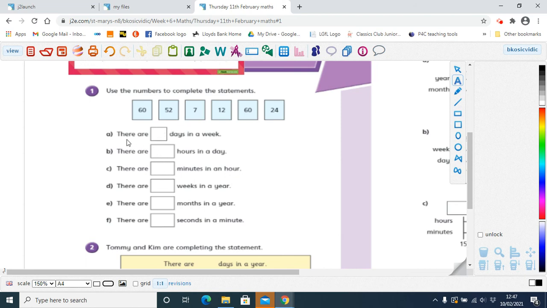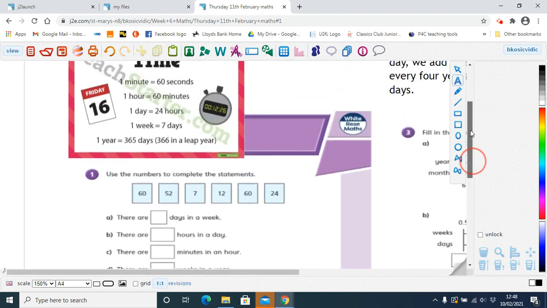So if you look at question number 1a, you will notice that there are 7 days in a week. So you need to go back to the conversion chart. You're going to look at your conversion that says 1 week equals 7 days, and you're going to use that knowledge to figure out the answers.